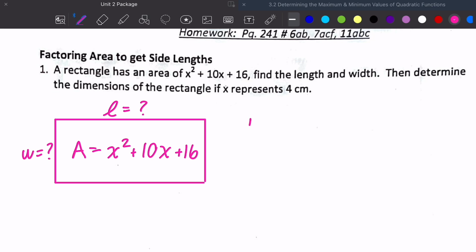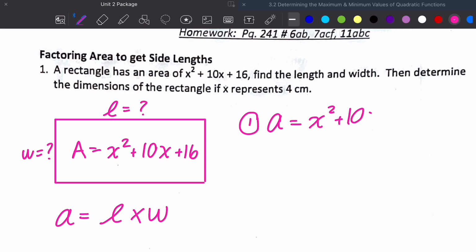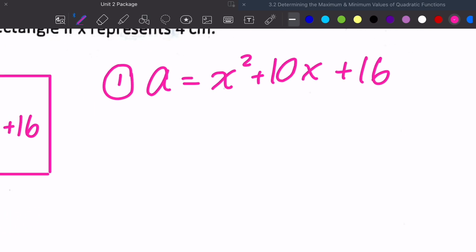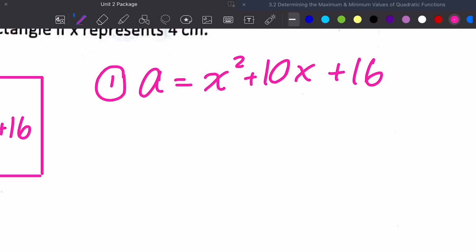So step 1, I need to know area is what? What's the area of a rectangle? How do we find it? Length times width. So I need to factor this area expression, x squared plus 10x plus 16, so that I have my two brackets, where one's going to be length and one's going to be width. So what's my product going to be? My C term. 16. Two numbers that multiply together to give me 16, but add together to give me what?